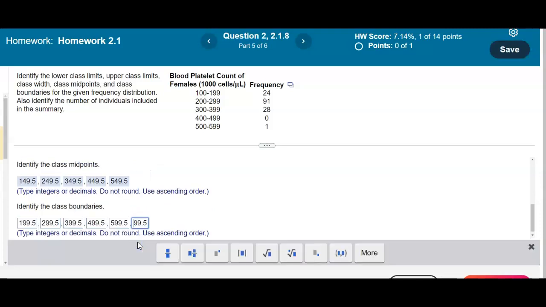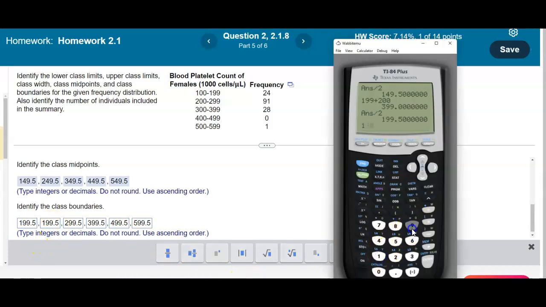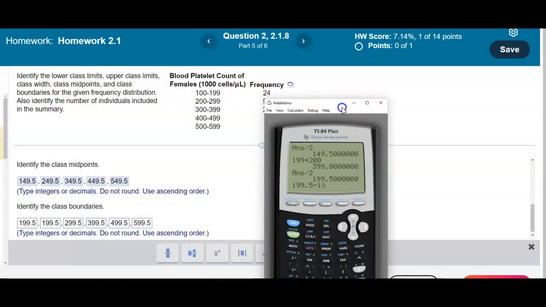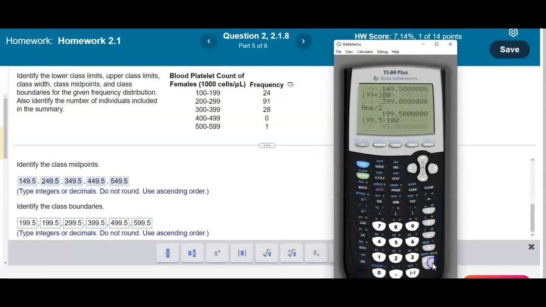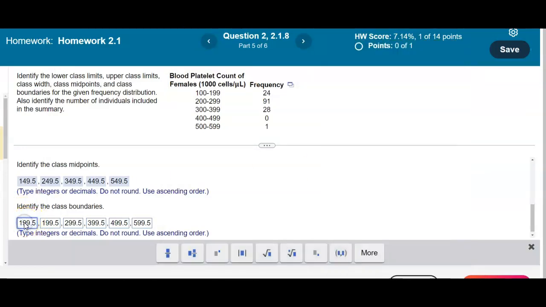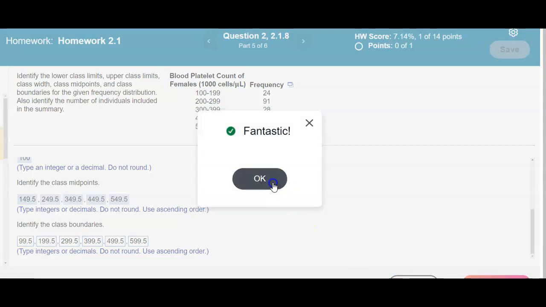So now this is going to become 599.5. This is 499.5, 399.5, 299.5, and 199.5. Now, how are we going to figure out what the lowest class boundary is? What is the first class boundary? Well, we just need to take this 199.5 and subtract the class width, which is 100. And that gives us 99.5. So therefore, these are the class boundaries. Let's go ahead and check our answer, and there's our result.